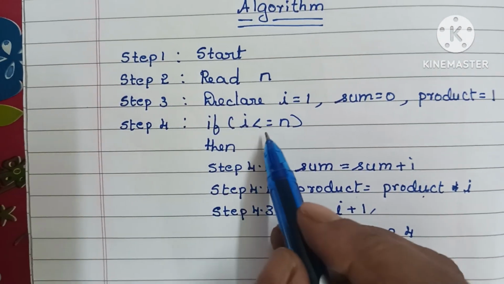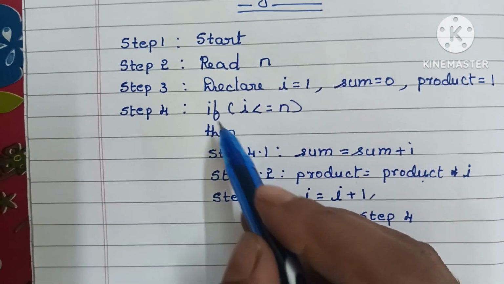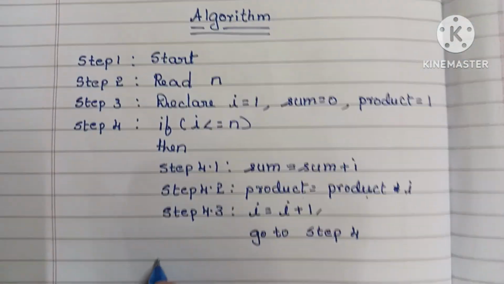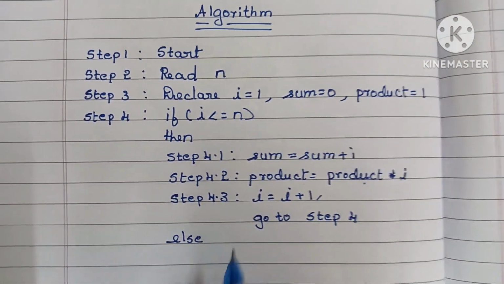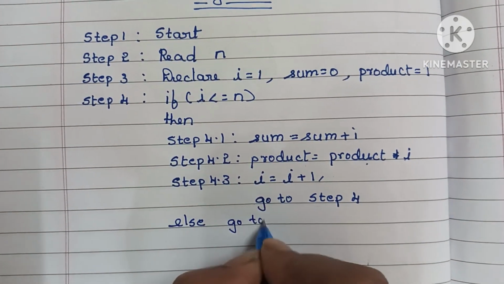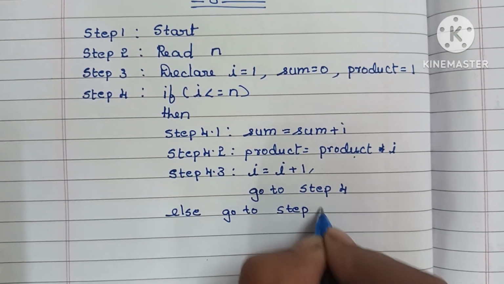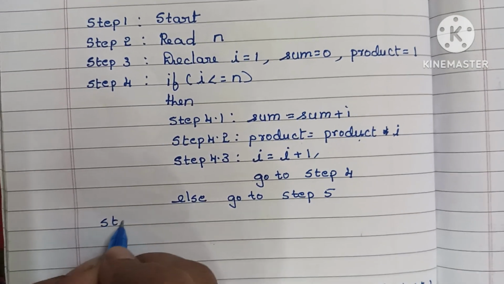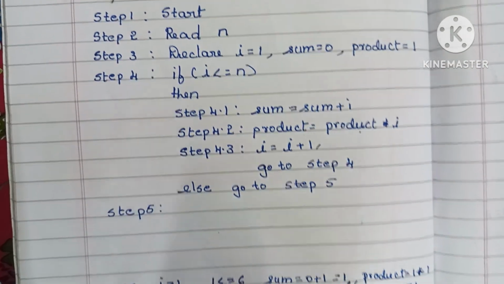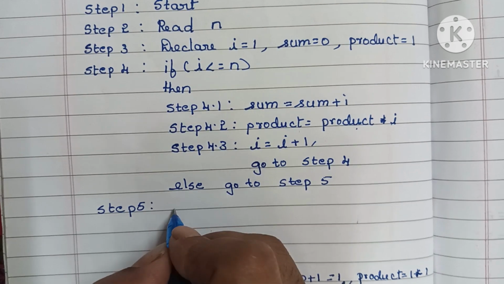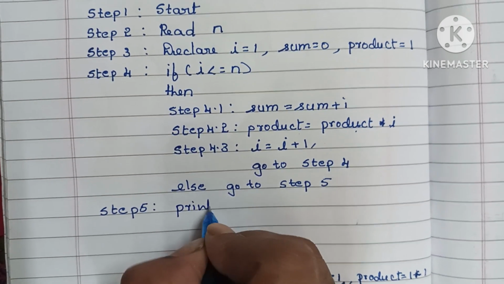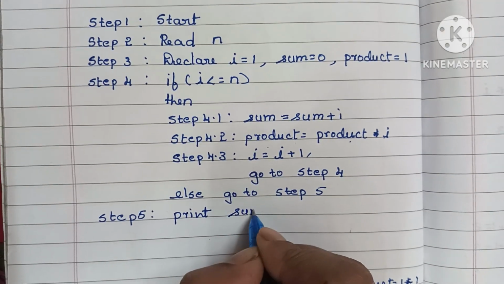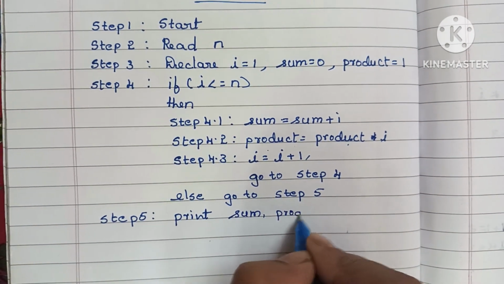See here, if I is less than or equal to n, if this condition is true, it will execute these steps. If this condition is false, else go to step number 5. If this condition is false, we have to go to step number 5. Here in step number 5 we have to print the output. What is our output? Here sum and product, right? So here print sum and product.